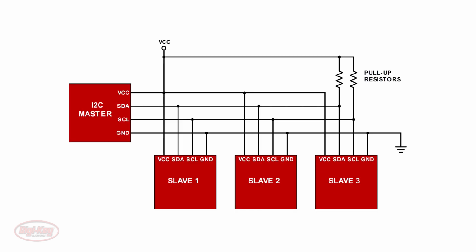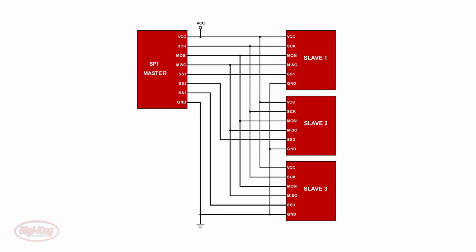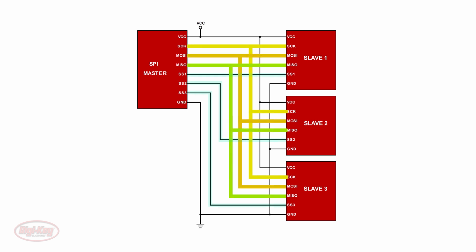I2C uses the SCL line for the clock signal and the SDA line for the data signal. In this case, only a single line is used to transfer data, which makes I2C a half-duplex protocol. With SPI, there are four lines used for SCK, MOSI, MISO, and SS.